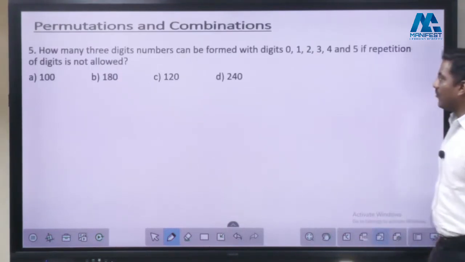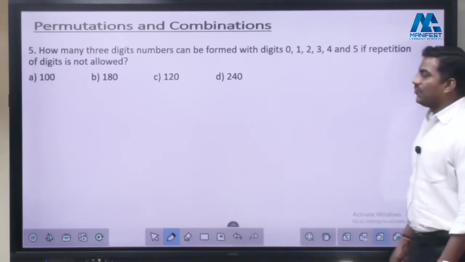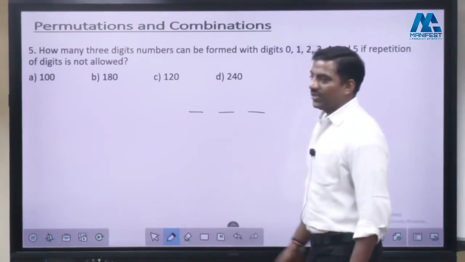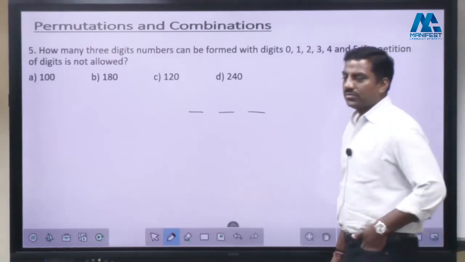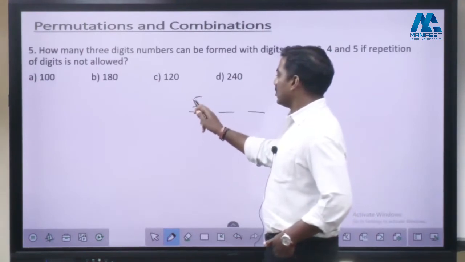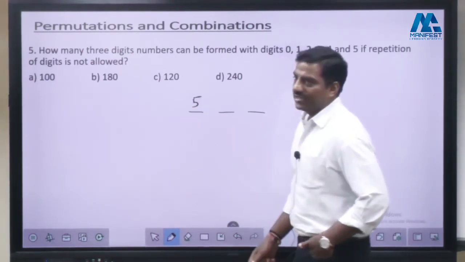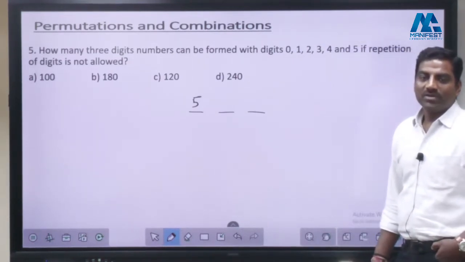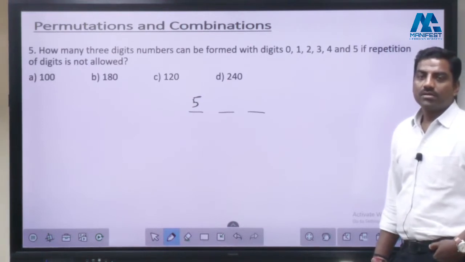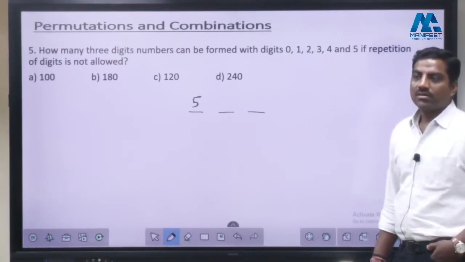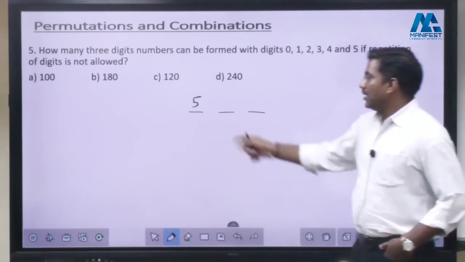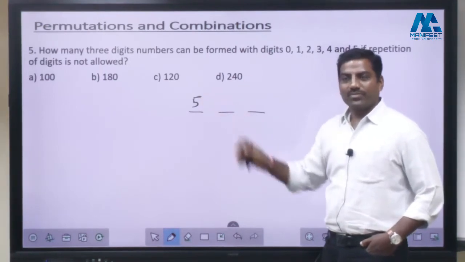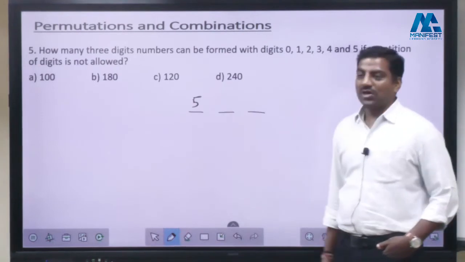How many 3-digit numbers can be formed out of these 6 numbers if repetition is not allowed? Think of these 3 places. First place can be filled in how many ways? 5 ways without 0. Second place can be filled in how many ways? Why 5? It doesn't mean that I have filled 5 here. One of the 5 numbers can be filled. This is 5 ways. So here how many ways now?